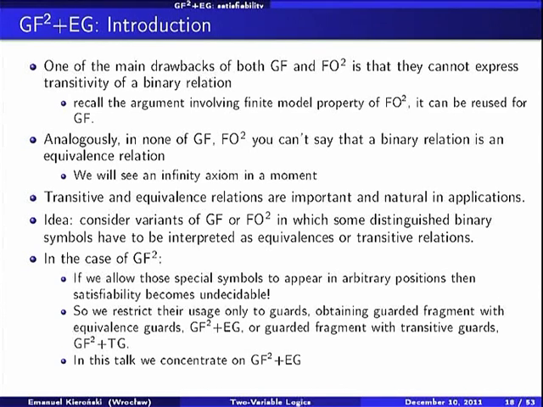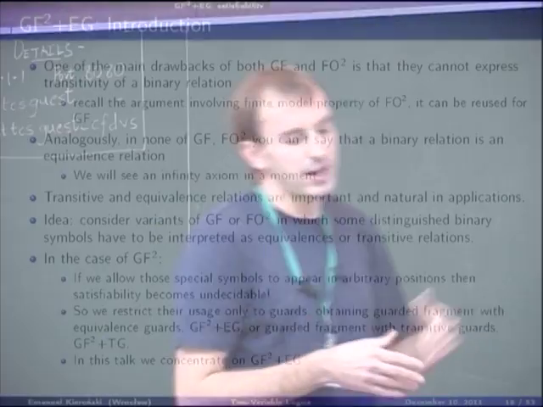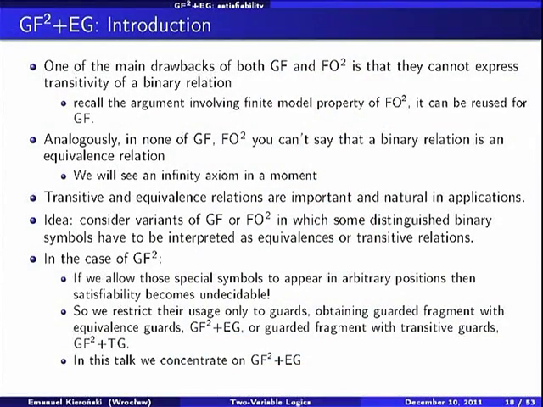Before, just a short motivation for this logic. One of the main drawbacks of the guarded fragment and two-variable logic is that we cannot express transitivity of a binary relation. Yes, I explained to you why. The argument for the guarded fragment, of course, is analogous to the argument for two-variable logic. Yes, we have the finite model property. Analogously, in neither the guarded fragment nor two-variable logic can we say that a binary relation is an equivalence relation. And I will show you in a moment a formula which is satisfiable only on infinite models. Of course, transitive and equivalence relations are very natural, and it would be nice to have them in some practical applications. So this is why we consider this guarded fragment with equivalence guards.